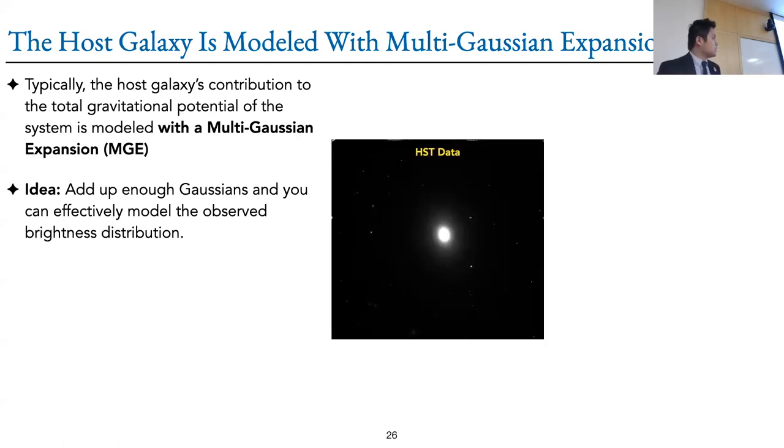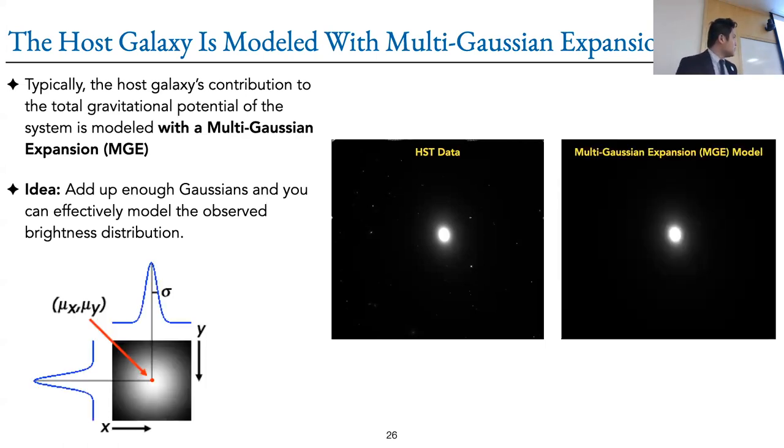For example, here is an image of a galaxy in a near infrared wavelength from Hubble. If you take a dozen or so Gaussian functions, you can try to reproduce the observed brightness distribution that you see. This image on the bottom left is a two-dimensional Gaussian. Most people are familiar with the blue curves, but you can have it in two dimensions as well. That's how we characterize the host galaxy components in the models.